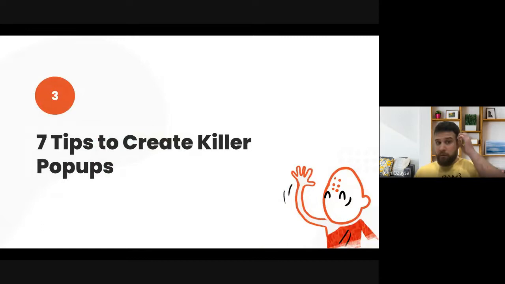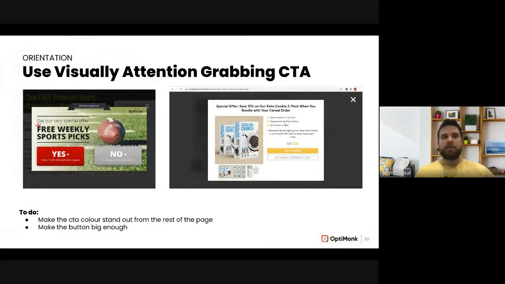All right, so now I'm going to give you guys 7 tips to create killer pop-ups. Let's go. The first one is to use visually attention-grabbing calls to action. What you want to do in your pop-ups is make sure your call to action stands out. It should really, really stand out. And I should understand what it is that you want me to do, what the next step is, or what I will get if I press on your call to action.